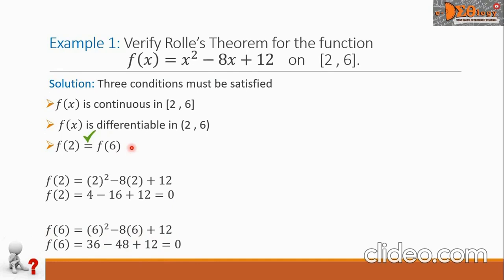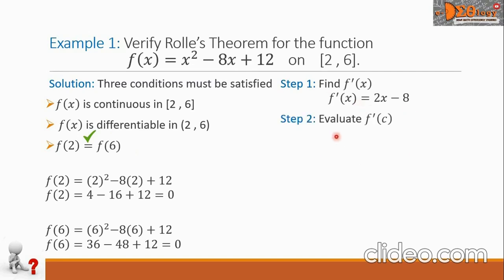Now, we will look for the value of c. Our step 1 is to find the derivative. So f prime of x is equal to 2x minus 8. Step 2, evaluate f prime of c. It means we will substitute the value c to every x that we see on the right side. So f prime of c equals 2c minus 8.